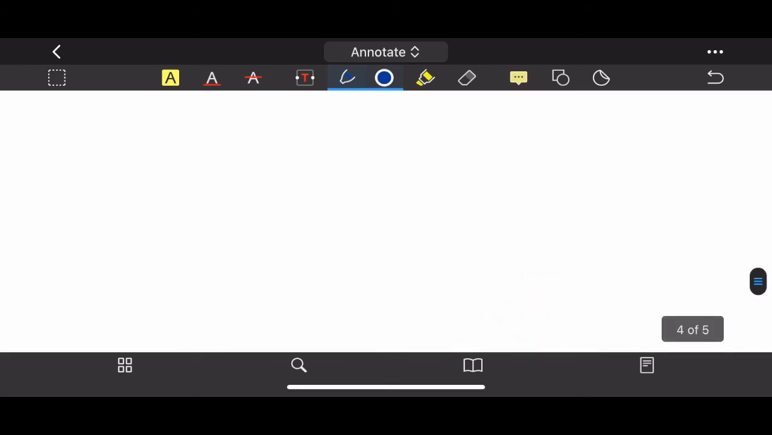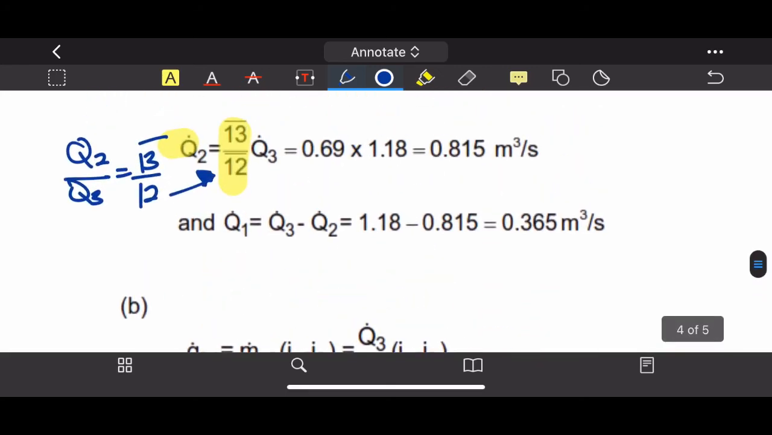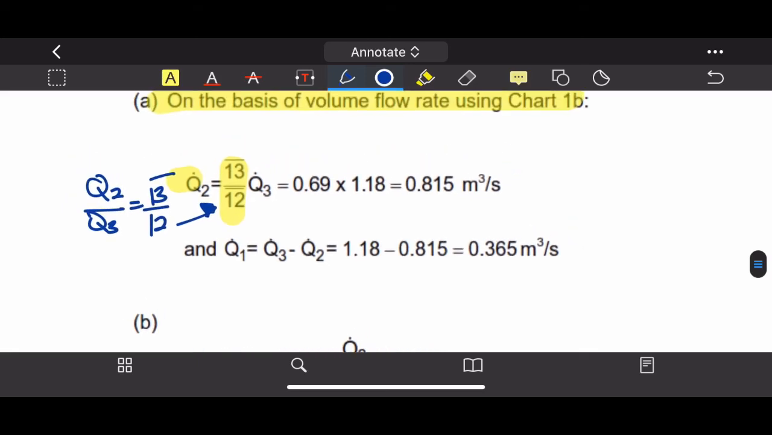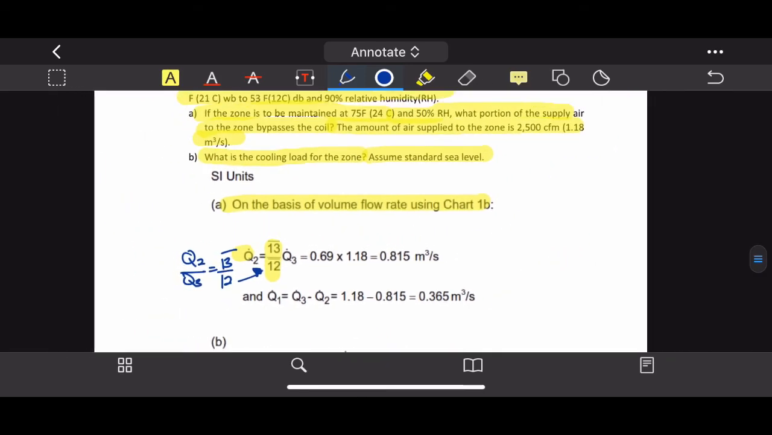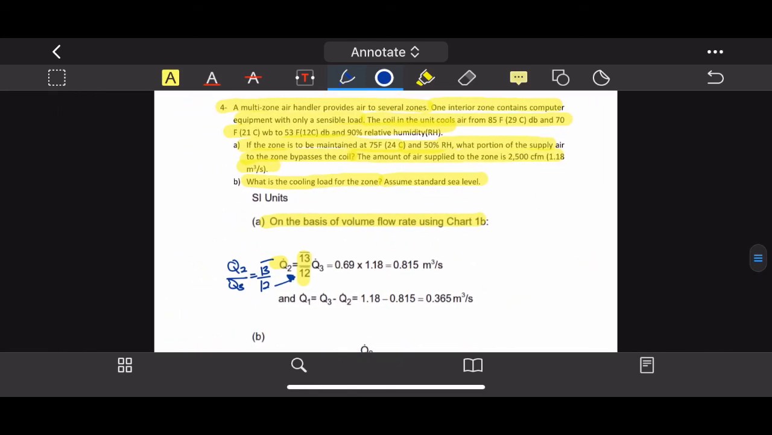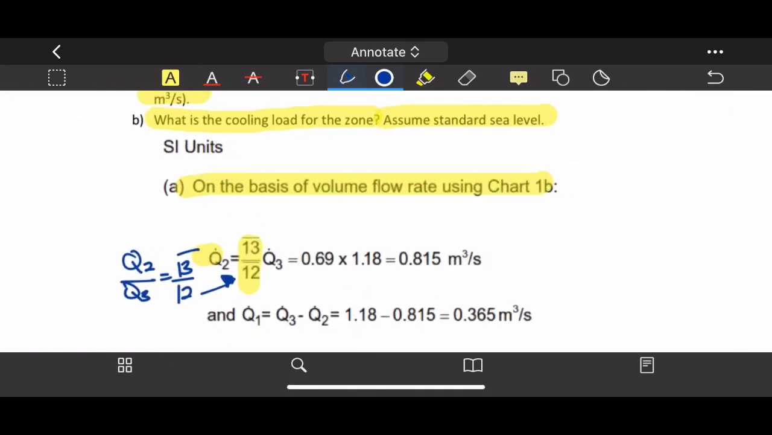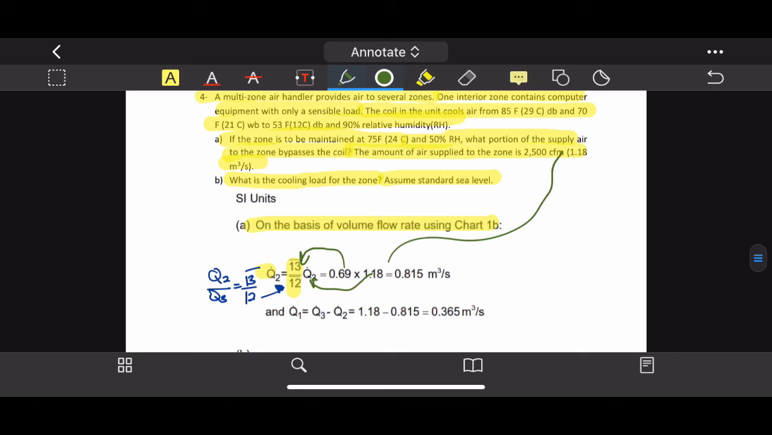Okay, let's go to the answer. Let's see, what do we get? 0.69. To get 0.69 is very interesting. So as you can see here, let me take another pen. This 0.69 belongs to this ratio, and 1.1 is the volumetric flow rate, which refers to this.